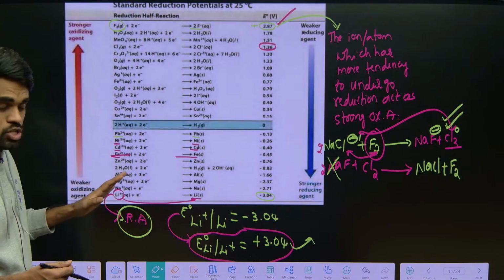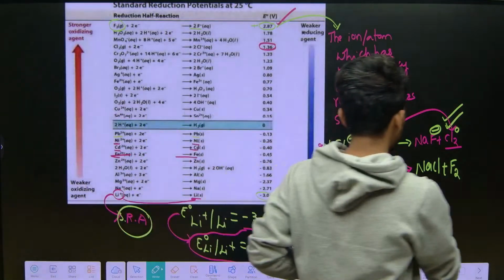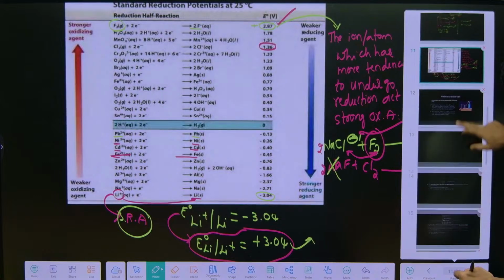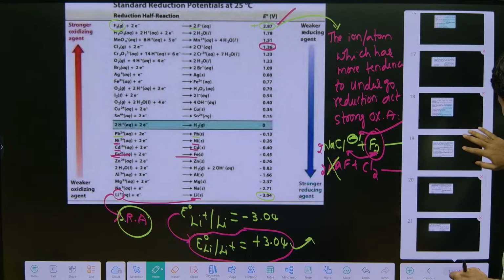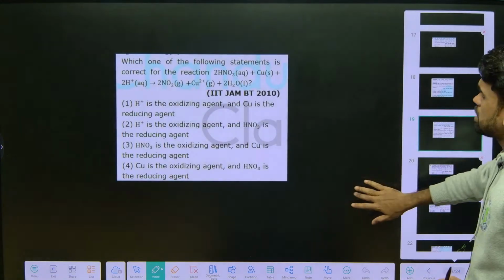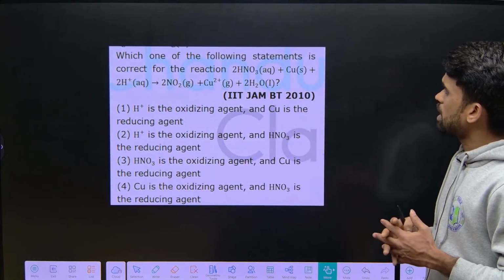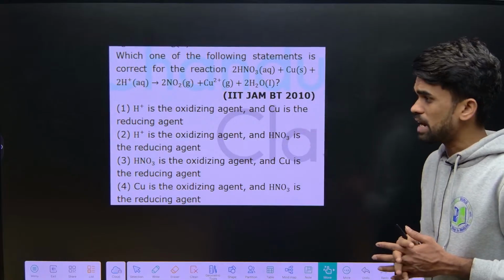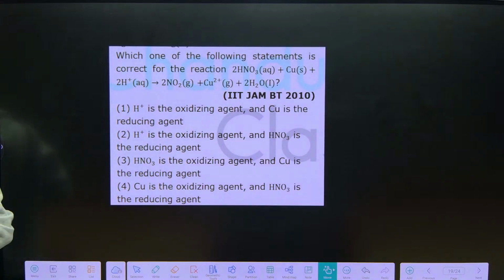Now I will show you two questions based on our discussion so far. Look at the very basic question first. Look at this question and tell me your answer. Which one of the following statements is correct for the given reaction? Very easy. Just tell me what you got from our discussion.